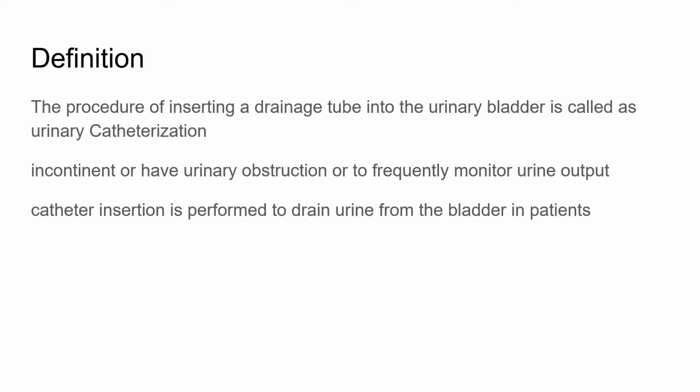So moving on with the definition, the procedure of inserting a drainage tube into the urinary bladder is called urinary catheterization. That is a very simple definition where a tube or a drainage tube is introduced into the urinary bladder to drain the urine from the bladder. So this is the definition of urinary catheterization. So why does urinary catheterization have to be done?